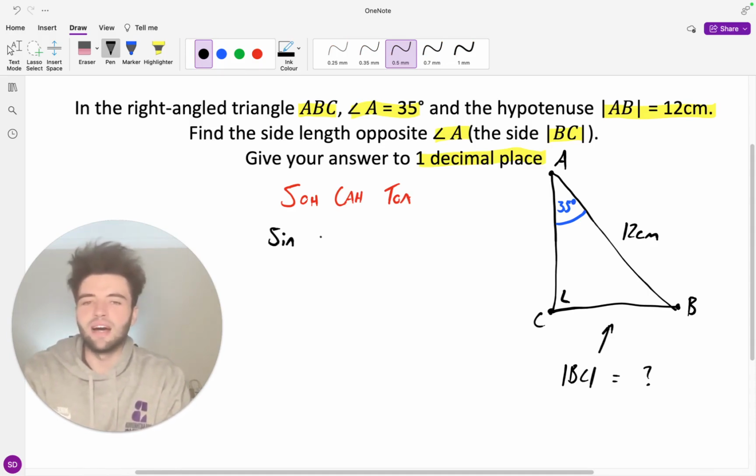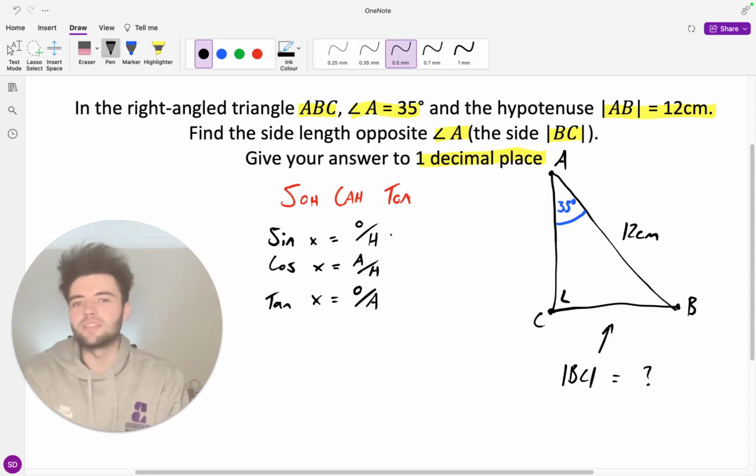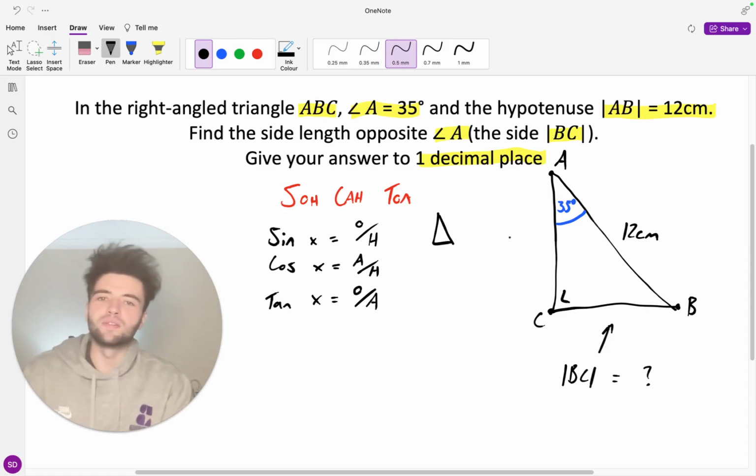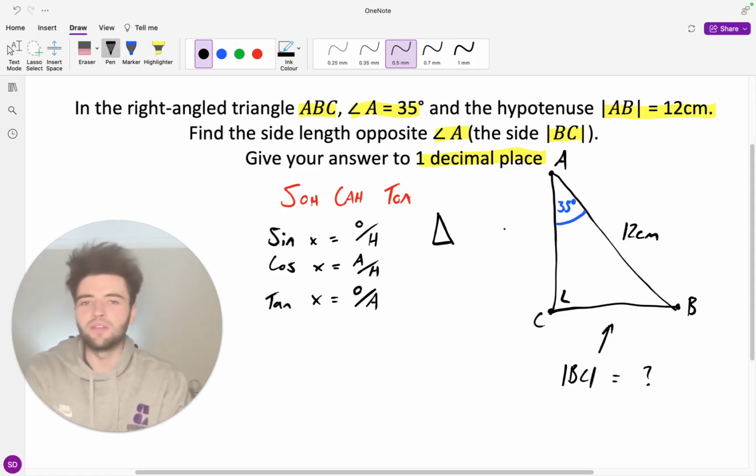So what this means is that the sine of some angle x is going to be equal to the opposite over the hypotenuse in a right angle triangle. So that's the crucial piece of information here, that this is only true for right angle triangles like the one we have in the question. And so sine is going to be the opposite over the hypotenuse, cos x is going to be the adjacent over the hypotenuse, and then tan x is going to be the opposite over the adjacent.